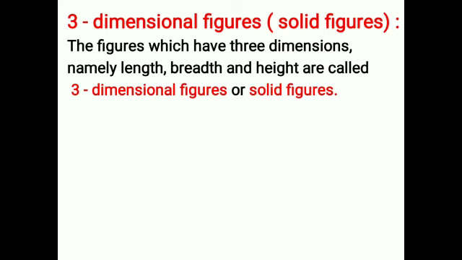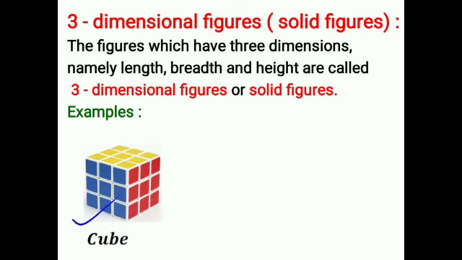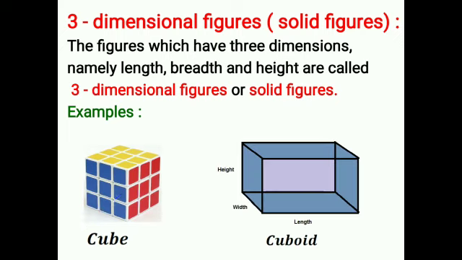The figures which have three dimensions, namely length, breadth and height, are called three-dimensional figures or solid figures. See here, the first example is a cube, the second example is a cuboid. This one is the length, this one is the width, this one is the height. Width means breadth. So these are the two examples, a cube and a cuboid. This is called a solid figure, or also a three-dimensional figure.